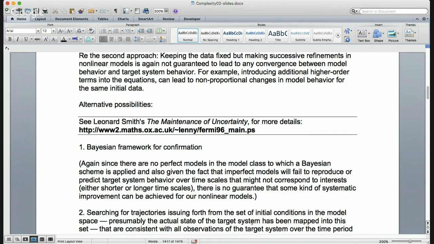Now, sticking with the individual trajectory approach, one might consider alternatives to these piecemeal confirmation strategies. One possibility is to turn to a Bayesian framework for confirmation. But the thing is that similar problems arise here for nonlinear models exhibiting sensitive dependency. Given that there are no perfect models in the model class to which we would apply a Bayesian scheme, and given the fact that imperfect models will fail to reproduce or predict target system behavior over time scales that may be long or short compared to our interests, there again is no guarantee that some kind of systematic improvement can be achieved basically for nonlinear models.